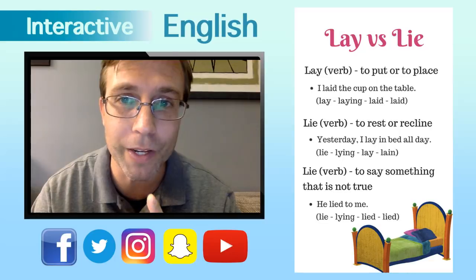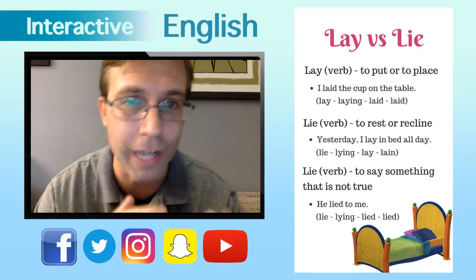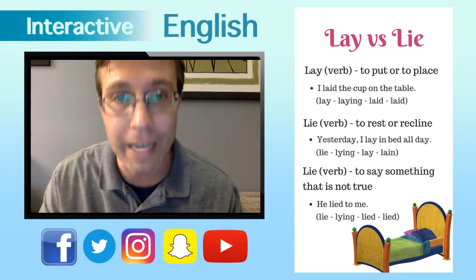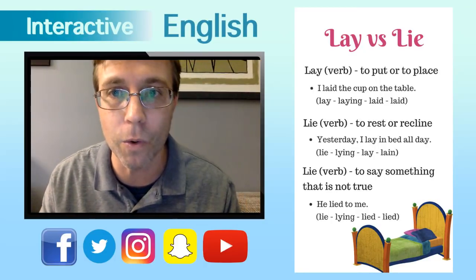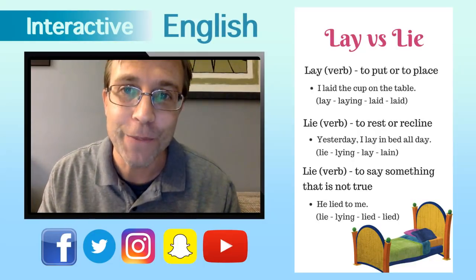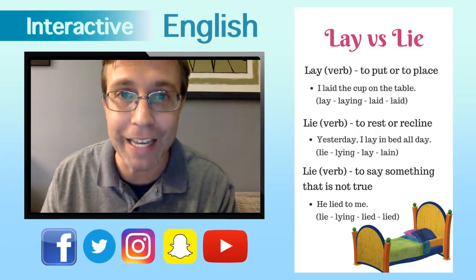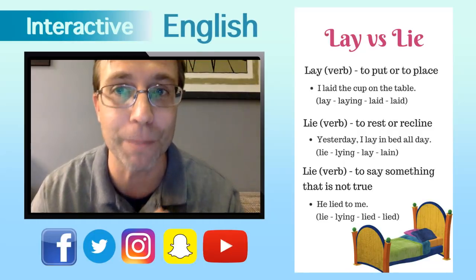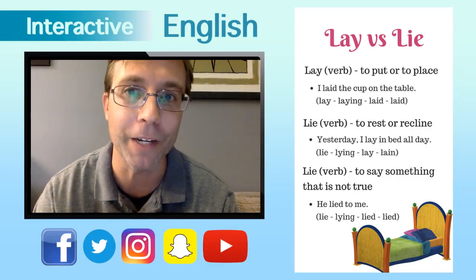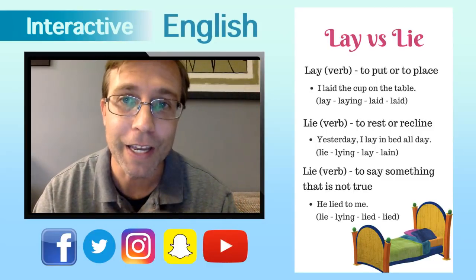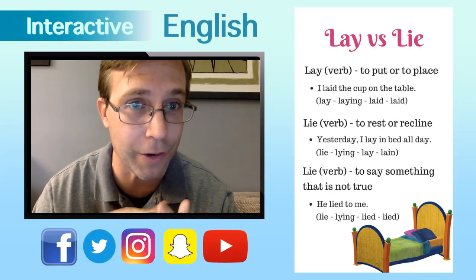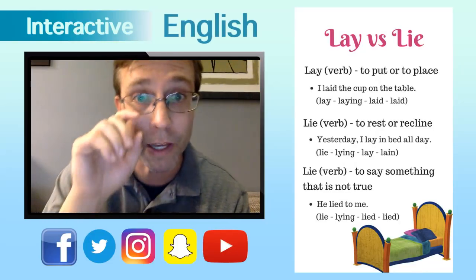I also gave you the conjugation of this. So for the verb lay, you have lay, laying, I am laying, or laid and laid, okay? So laid is the past tense, laid would be the past participle, all right? I have laid the cup on the table, okay? So that is for lay. It is putting or placing something. And remember, it's transitive, so it's going to be with a direct object.